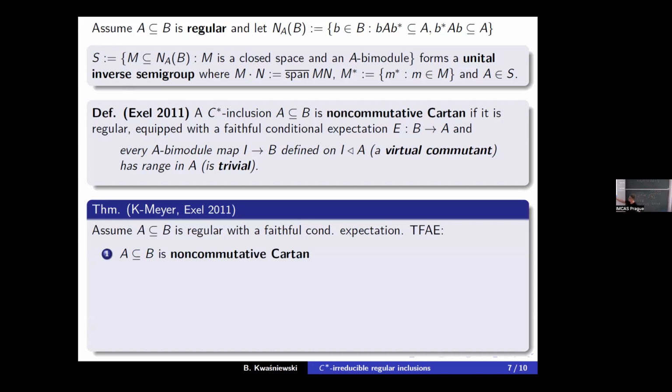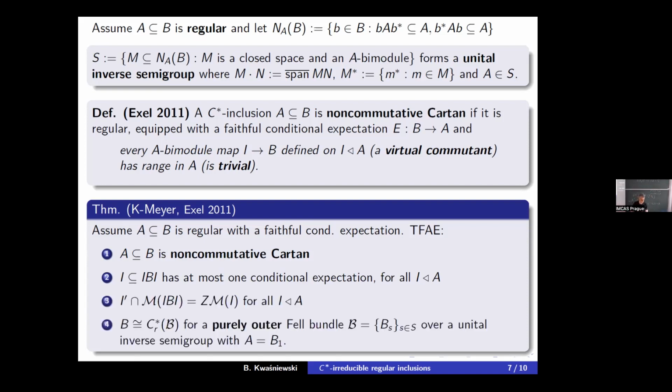We assume that the inclusion is regular and that you have a faithful conditional expectation. Then there is this lack of virtual commutants. I didn't say what trivial means, but it is written there: it is trivial when, for m in A, this map takes values in A. We also require this for these virtual commutants. And this is equivalent, for these compressed inclusions, for any ideal, to having at most one conditional expectation, under a number of conditions.